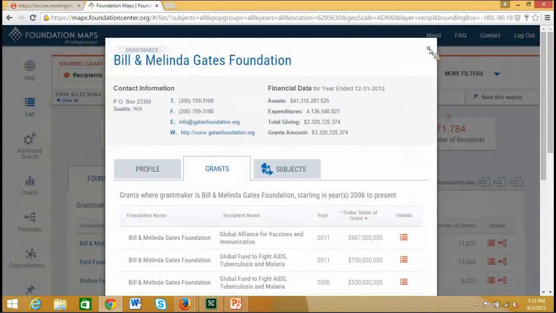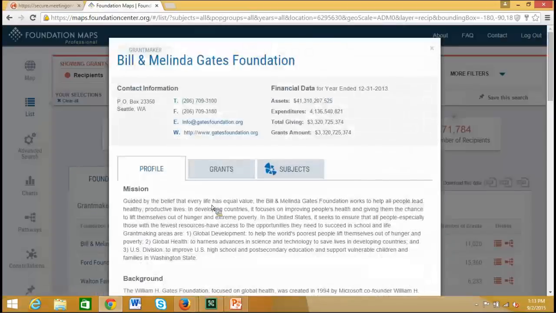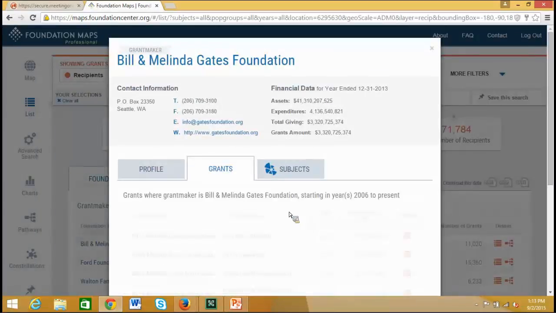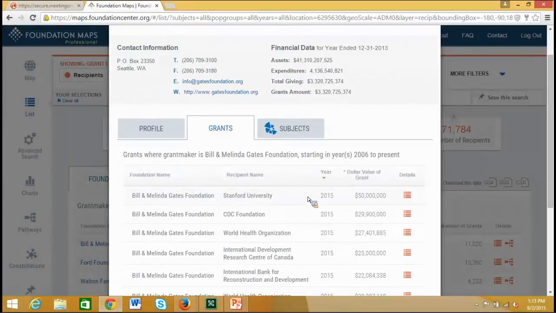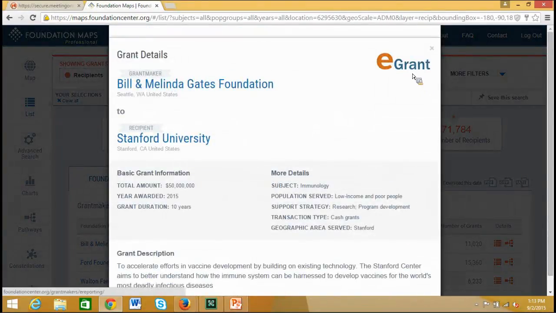So maybe I'll get a more recent one so that we can demonstrate what I mean by that. Sometimes, like right now, we're still processing grants from 2013 to 2014. But for instance, this Gates grant, Gates Stanford, $50 million, this is an e-grant. It means the 2015, obviously 2015 is not over yet, so there's no tax file from which we can actually extract the data. There are about 1,000 foundations who directly submit their grant information to us, and then we put it into our databases.